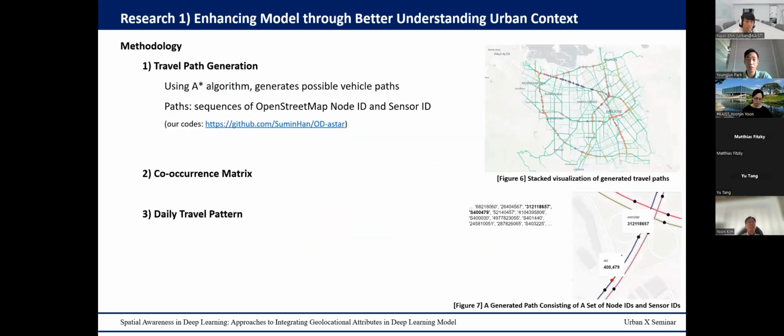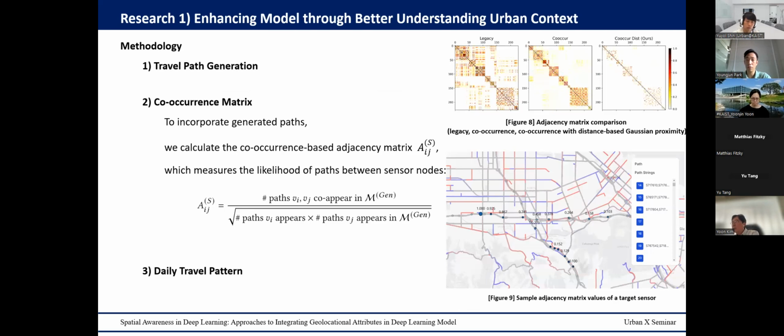So we suggested our methodologies in three aspects. First, we generated possible travel paths. We utilized the A-star shortest path algorithm to generate possible vehicle paths. We stacked the generated paths to visualize and find similarities in the sensor network. Also, to incorporate the generated paths, we calculate a co-occurrence matrix. It is an idea from language models: co-occurrences can tell us the similarity between words. So we might find similarity between sensors based on these co-occurrence metrics.